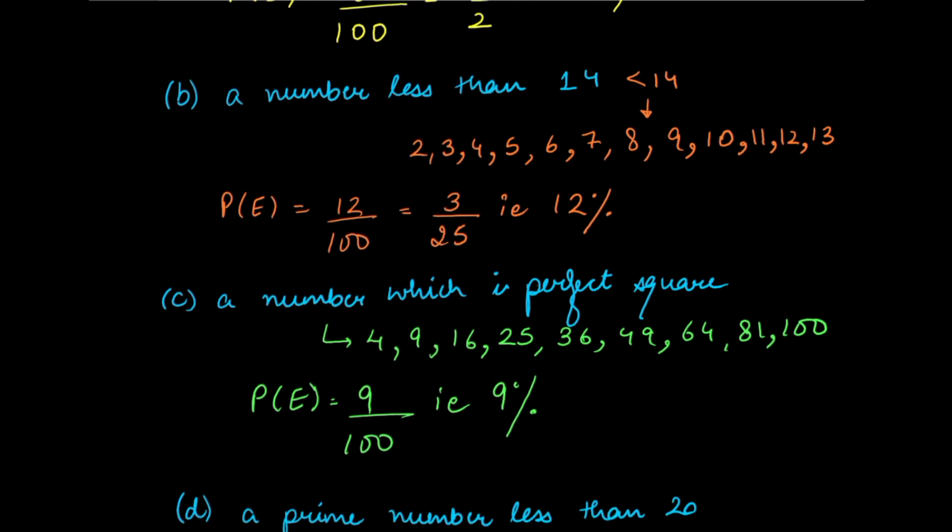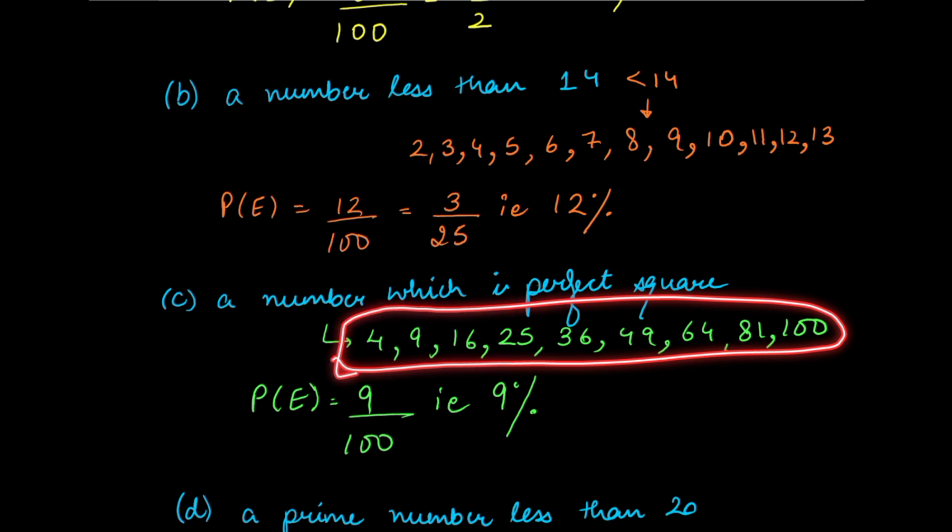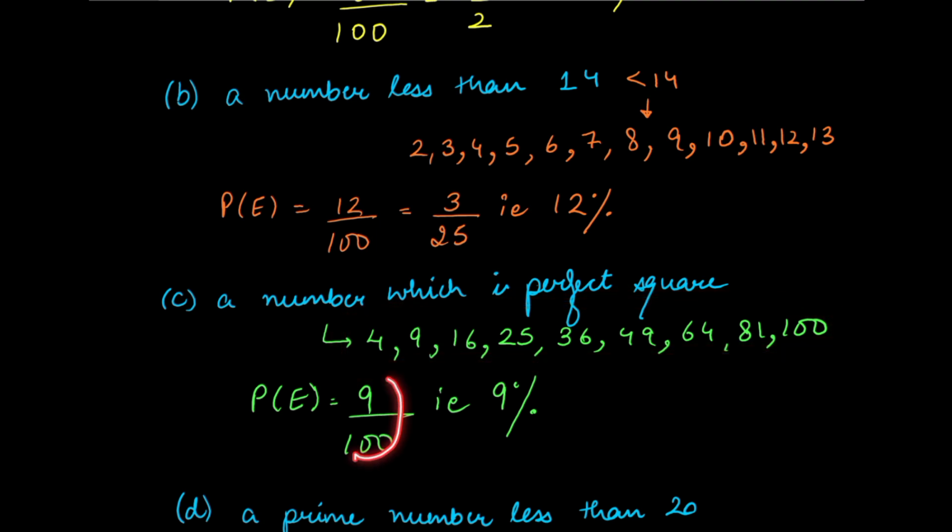A number which is a perfect square. What are perfect squares? 1, 4, 9, 16, that is 1 square, 2 square, 3 square, 4 square, and so on. We can just simply write down the perfect squares, as there are not very many. We can write till 10 square, that is 100. If we write down 11 square, it will be greater than 101, so it will not be included in the favorable outcomes. So there are total 9 numbers that are perfect squares, and the probability comes out to be 9 by 100.